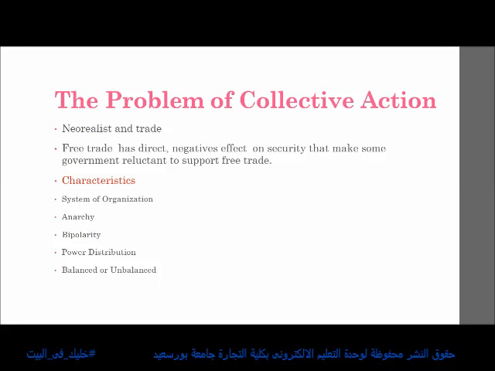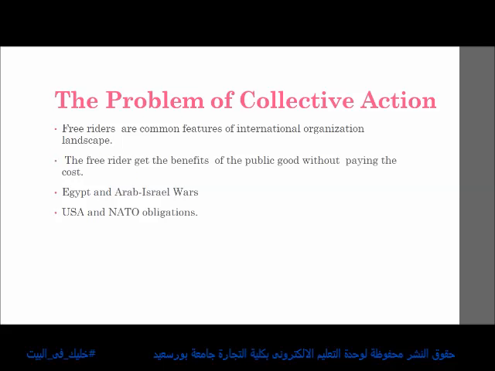Characteristics of the system of organization: anarchy, no central power. Polarity, like unipolar, bipolar, so bipolarity ثنائي القطبية. Power distribution توزيع القوى balanced or unbalanced متوازن وغير متوازن. Free riders الراكب المجاني are a common feature of the international organization landscape.